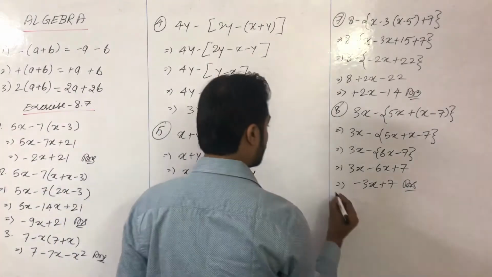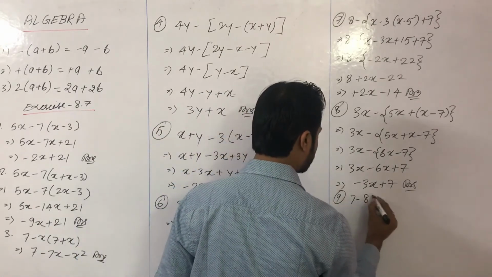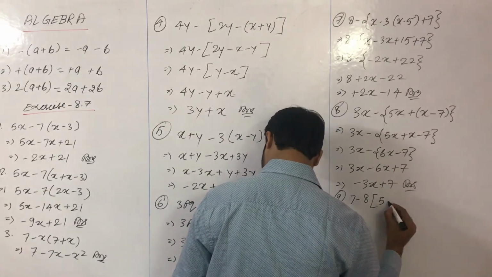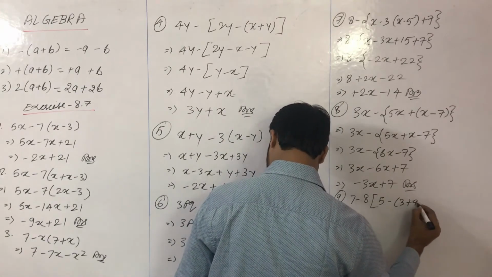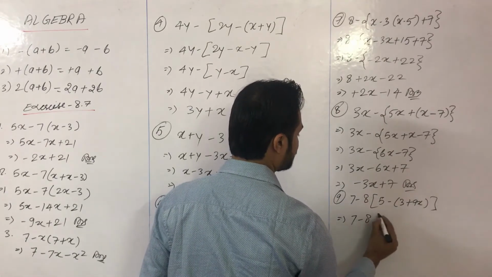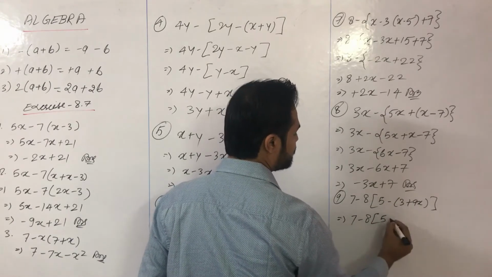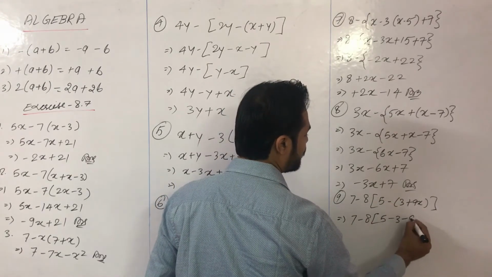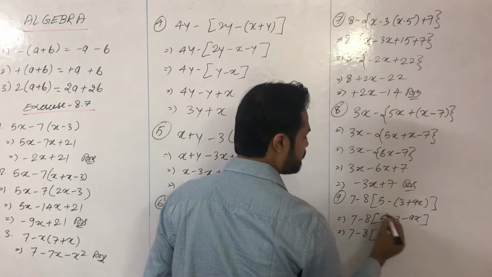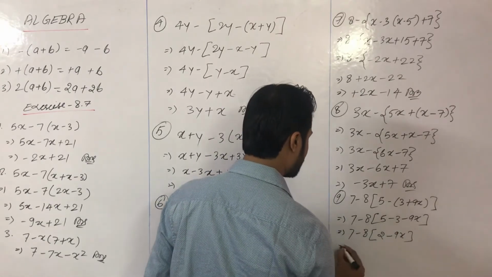Next, question number 9. Statement is 7 minus 8 in the bracket 5 minus 3 plus 9x. So again in this problem, 7 minus 8 as it is, then we have 5 and before the bracket negative sign, so minus 3 minus 9x. The next step, 7 minus 8, 5 minus 3, so 5 minus 3 is 2 minus 9x.